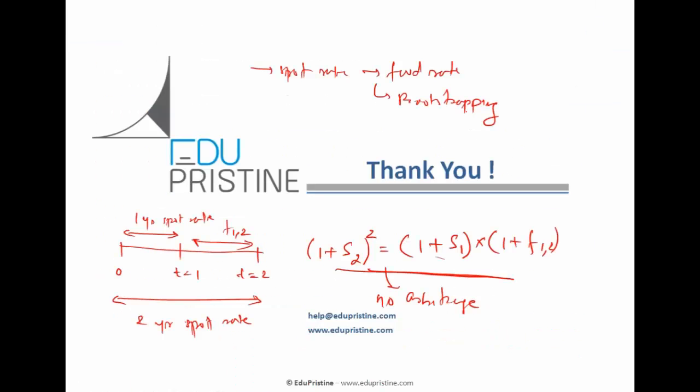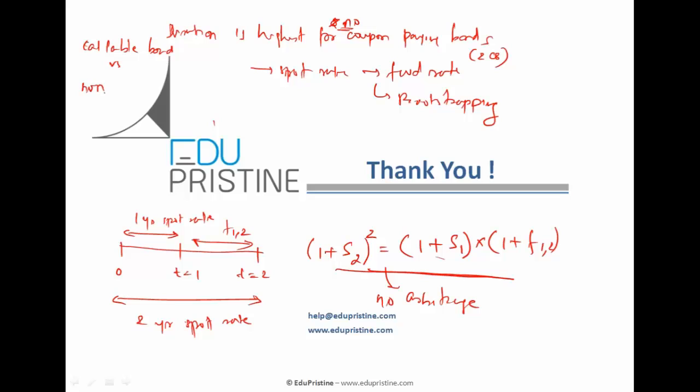Now with duration, one has to remember upfront that duration is a function of the tenor as well as the coupon payments. So duration is going to be highest for zero coupon bonds, that is, bonds that pay no coupons. And if I compare a callable bond versus a non-callable bond, which is something that is tested, the duration of a callable bond will be less compared to the duration of a non-callable bond.